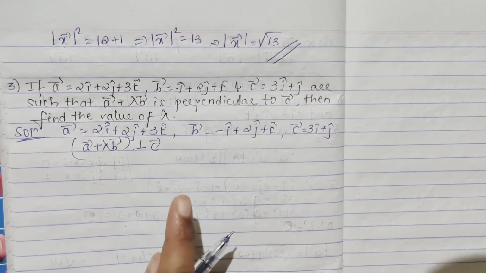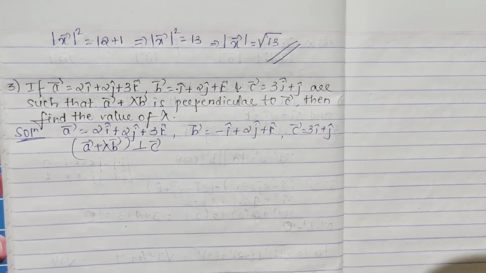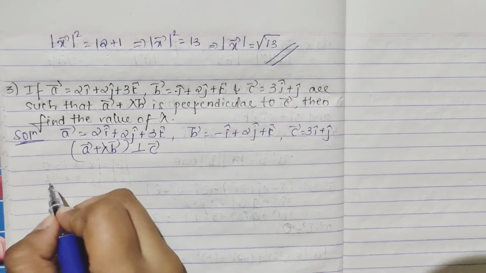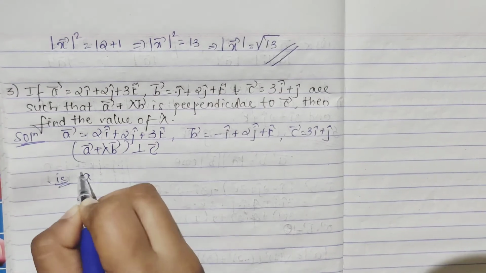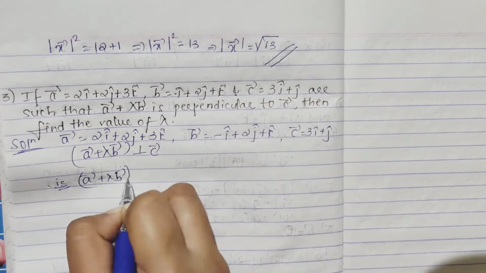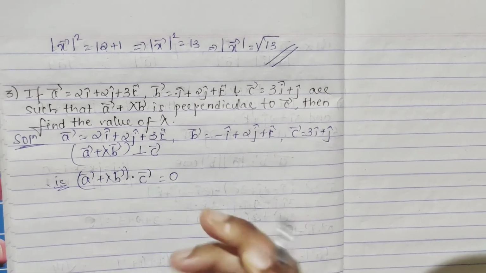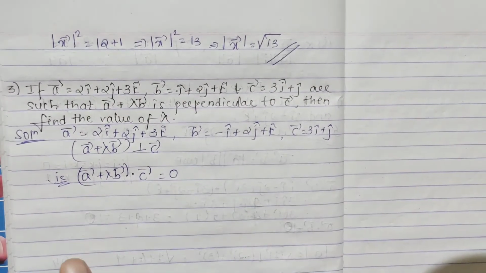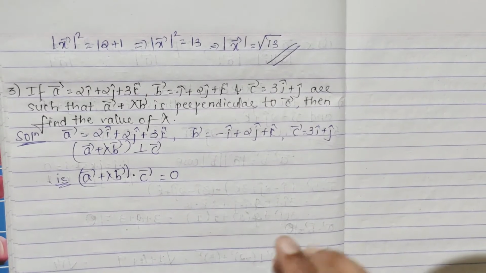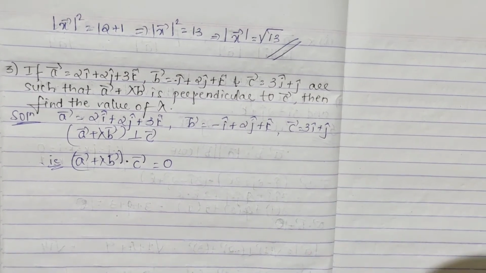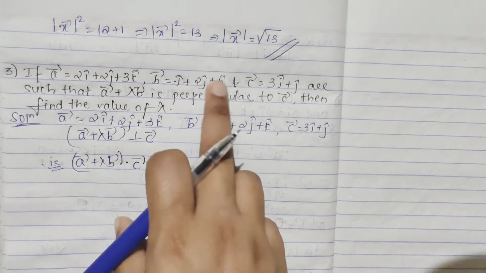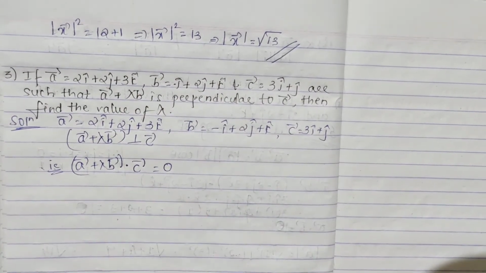I have given it in a note: if vector a is perpendicular to vector b, it means their dot product is always 0. That means vector a plus lambda vector b, dot vector c, is equal to 0. If any two vectors are perpendicular to each other, it means their dot product is equal to 0. Everything I have given in a note. Please go through it. Now we'll just put in our vector a components plus lambda of vector b components, dot vector c, and we'll see what lambda value we get.